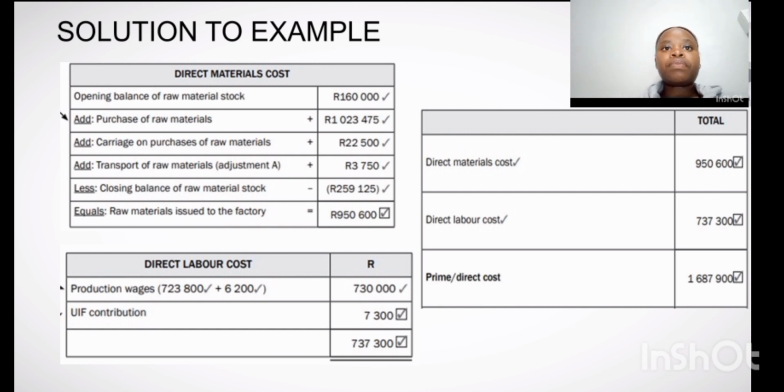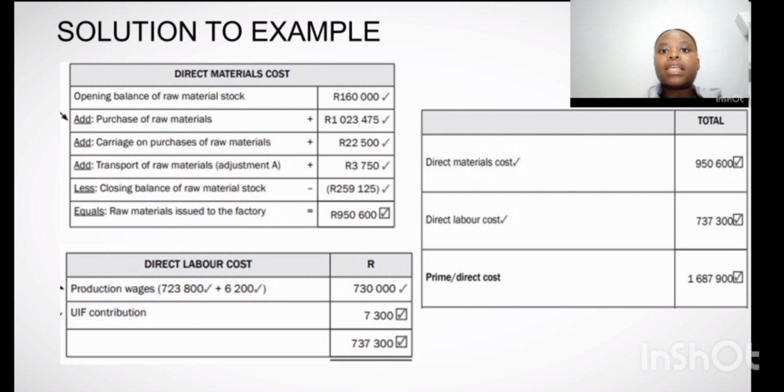You're going to add it with the other amounts. And then we also had transportation wages. There by adjustment A, they said no entry was made for the transport of raw materials by POPs, and they gave us an amount of 3,750. We're going to add that amount because it is also a cost that was incurred when the raw material was being brought to our business. So we're going to add that amount, and then they give us the closing balance at the end of 259,125 rands. So we're going to minus that amount.